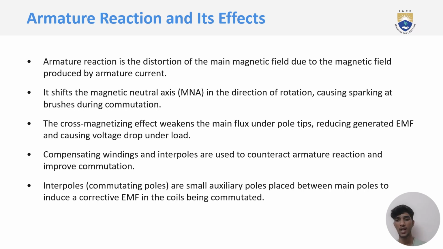Armature reaction and its effects. Armature reaction occurs when the magnetic field produced by armature current interacts with the main magnetic field. This interaction can distort the magnetic field and shift the magnetic neutral axis. As a result, sparking may occur at the brushes and the generated voltage may decrease. To reduce this problem, engineers use interpoles and compensating windings. These components help stabilize the magnetic field and improve commutation.